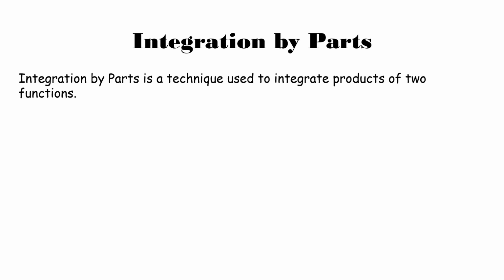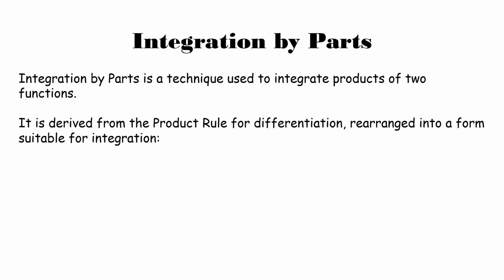So integration by parts is a technique used to integrate the product of two functions. So remember, integration is the opposite of differentiation. And this integration by parts is actually the opposite of the product rule. So the formula itself is derived from the product rule for differentiation, and it's rearranged into a form suitable for integration. So it looks like this. It's in our log tables on page 26 at the very bottom, and it's the integral of u dv is equal to u times v minus the integral of v du.